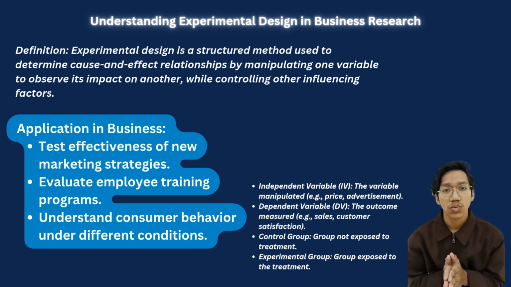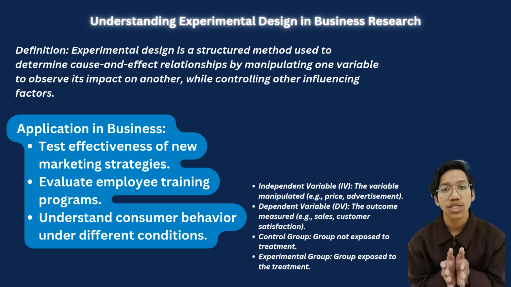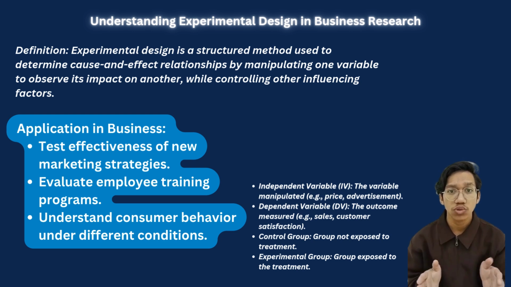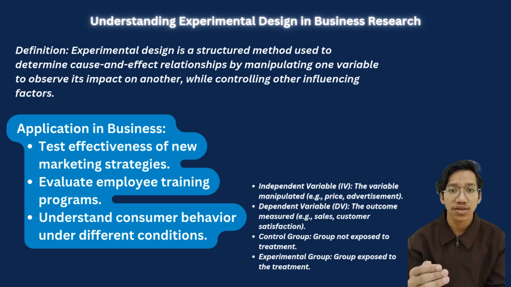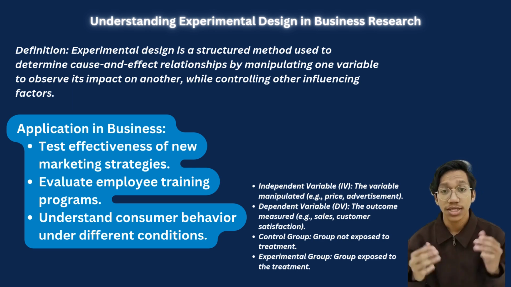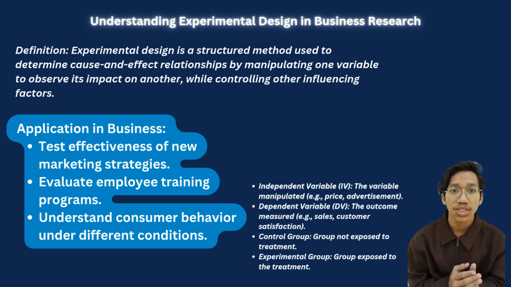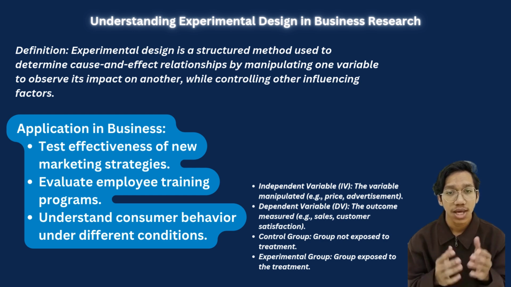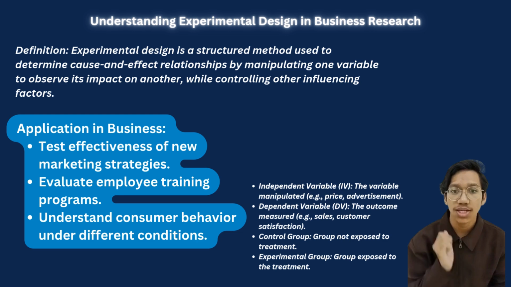So next we continue with understanding experimental design in business research. Let's begin with the definition. The experimental design is a structured method used to determine whether changes in one factor, called the independent variable, lead to change in another, known as the dependent variable. The key here is control. By manipulating the independent variable and controlling other influencing factors, we can confidently establish a cause and effect relationship.